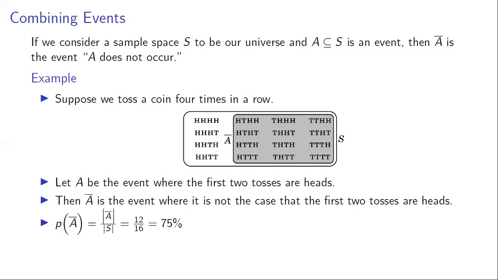And what is the probability of the complement of A? So as usual, it's the cardinality of the complement of A divided by the cardinality of S, which is 12 divided by 16, or 75%.